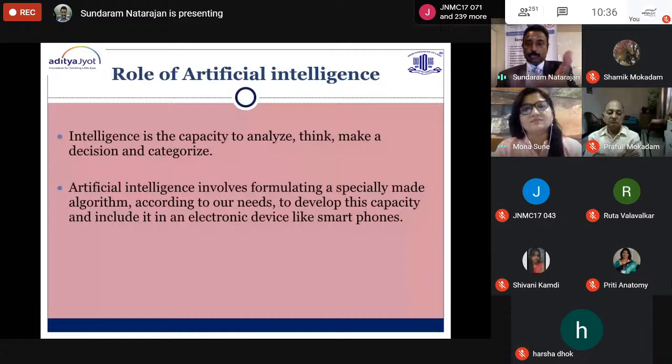So I want to use this AI explanation. Artificial intelligence involves formulating a specially made algorithm according to our needs to develop this capacity and include it in an electronic device like smartphones. I wanted to tell this because a lot of doctors are worried, if AI comes, what will happen? And I think sometime back also they said AI will replace the doctor. No, never. Because the doctors like me, who are intelligent, are working with engineering colleges.